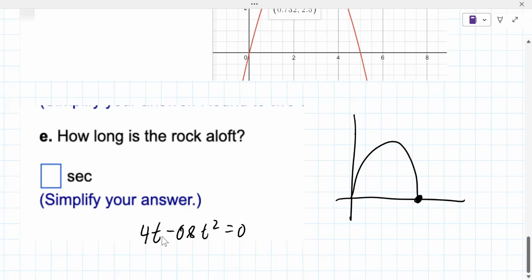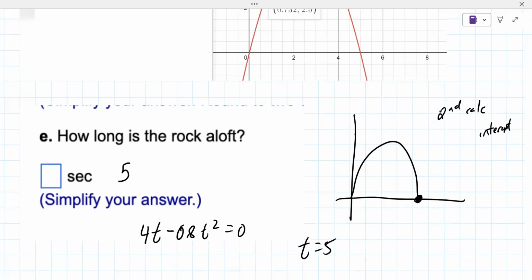What would you like me to do? Factor this by hand or go back to the graph? I'd probably go back to the graph for me. Okay. And if you haven't done that in a while, it's the second calc, I think, intercept, maybe. Anyway, it ends up being t equals 5.